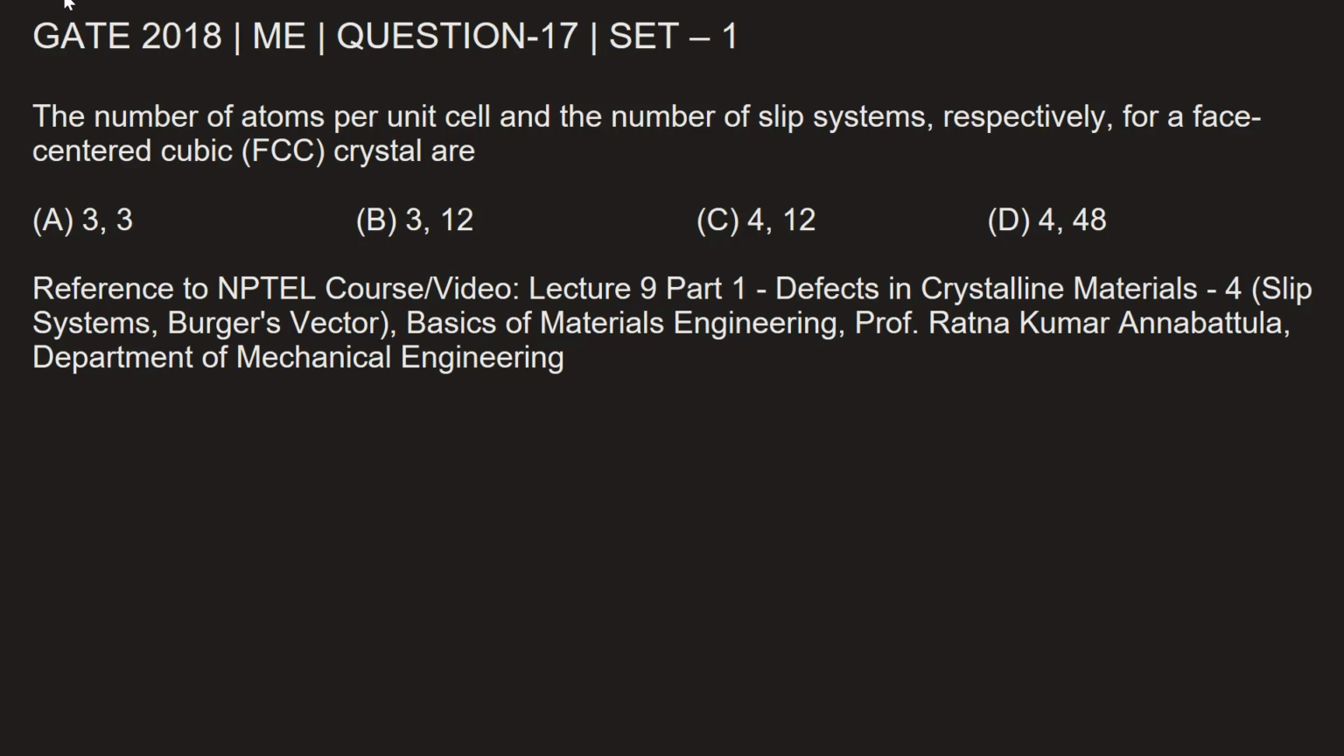This question is from GATE 2018 Mechanical Engineering Paper Set 1, question number 17. The number of atoms per unit cell and the number of slip systems, respectively, for a face-centered cubic FCC crystal are. Let's find out the number of atoms per unit cell and the number of slip systems for a FCC crystal.